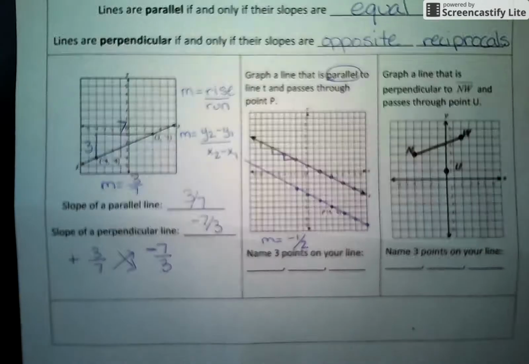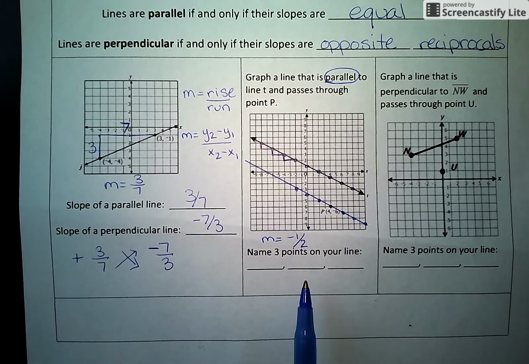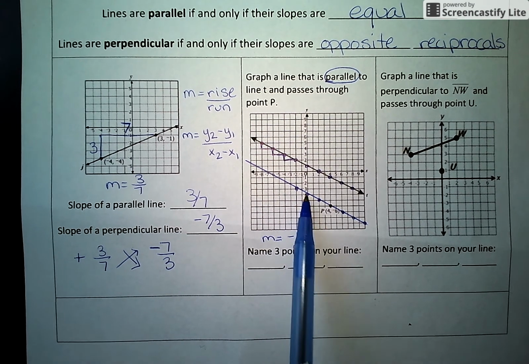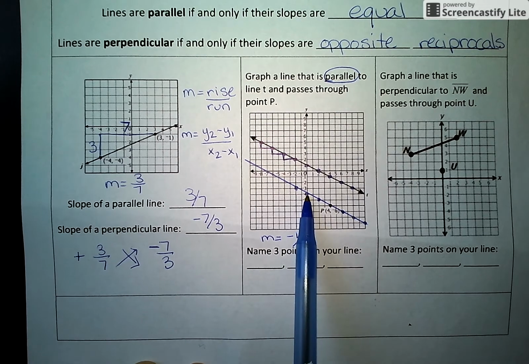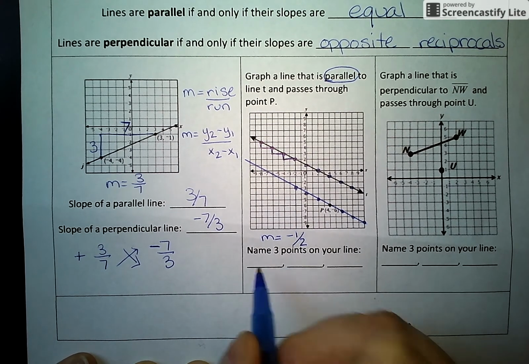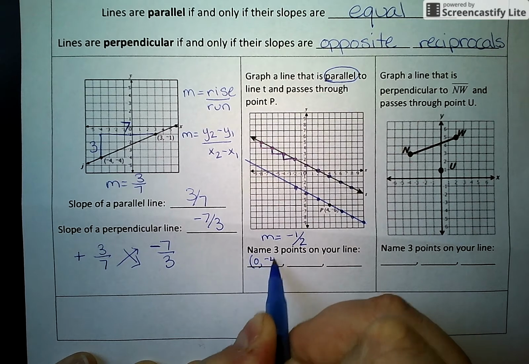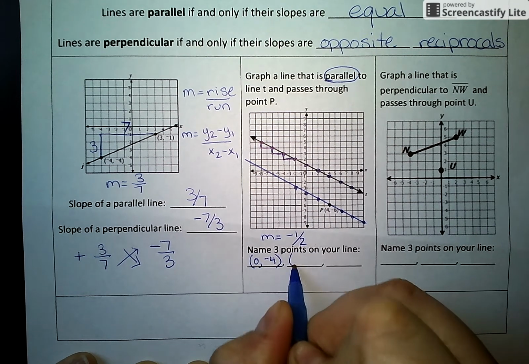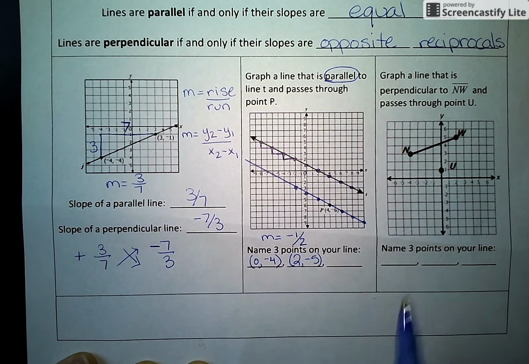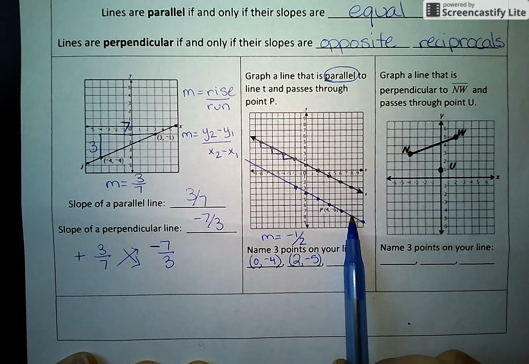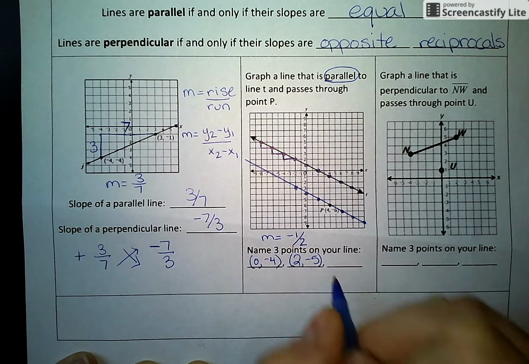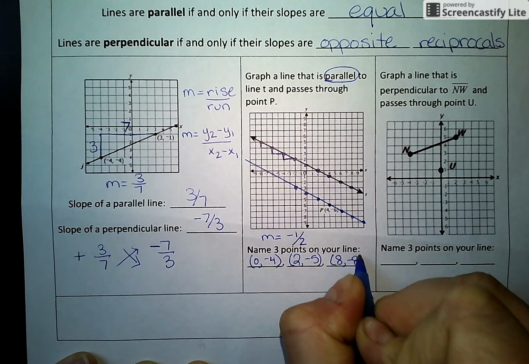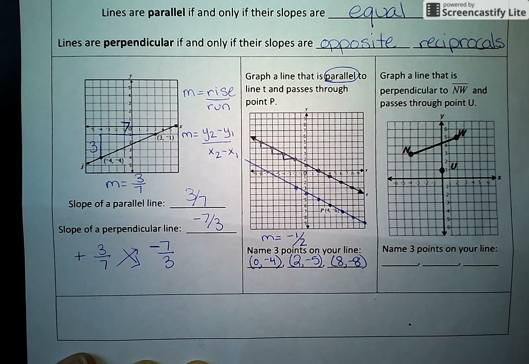Now we see that we've built two parallel lines. We're asked to name 3 points on the line. I can pick any 3 points that I plotted. I'm going to pick this y-intercept, which is 0, -4. This point that is close to P is 2, -5. And maybe one down here. It looks like 8, -8. Truly, there are an infinite number of points to choose from.